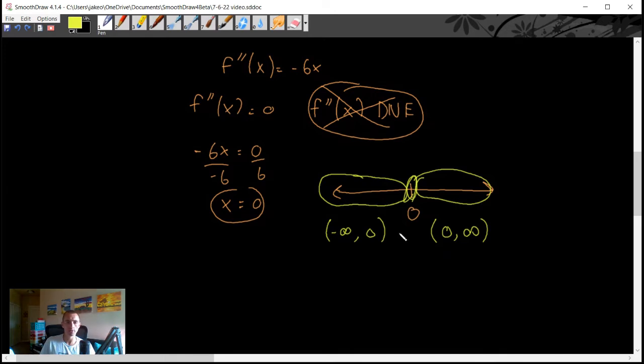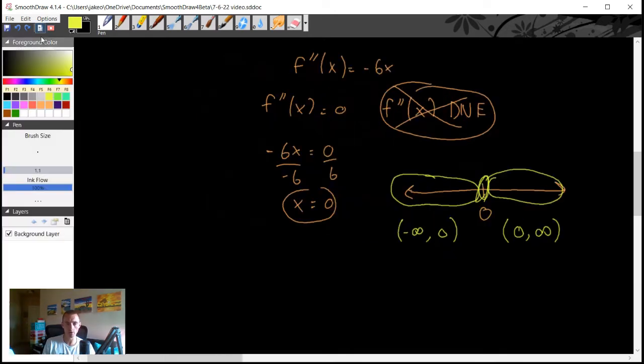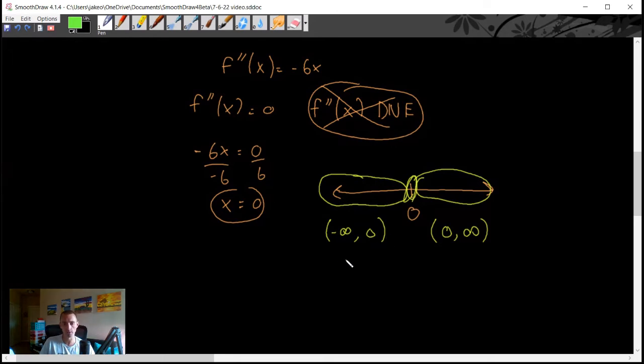Now what we want to do is take some number within these intervals. It doesn't really matter what number you pick. Let's just say -1 and +1. And we want to plug those numbers into our second derivative. I'm sorry, our second derivative is here. So we're going to take -1 and +1 and plug them into f double prime.